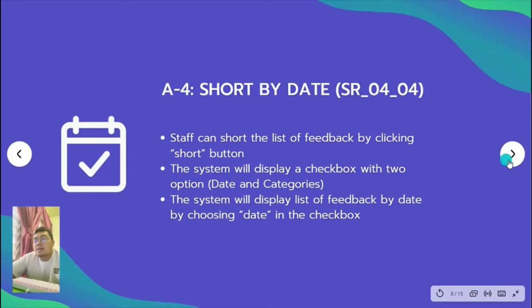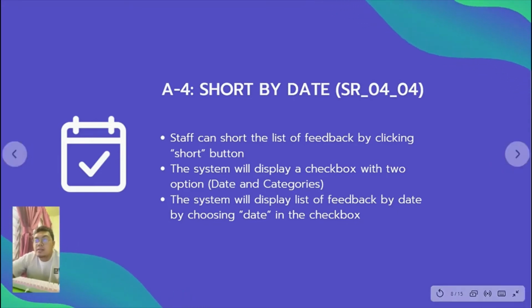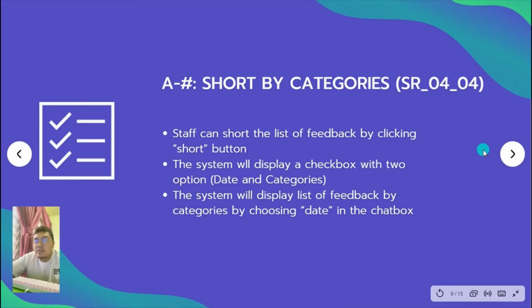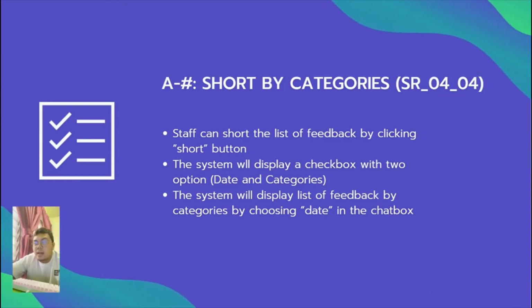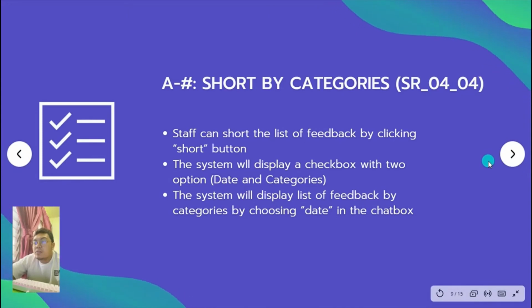And this is still alternative 4, but it is sort by categories. Staff can sort the list of feedback by clicking the sort button. The system will display a checkbox with two options, date and categories. The system will display the list of feedback by categories by choosing categories in the checkbox.